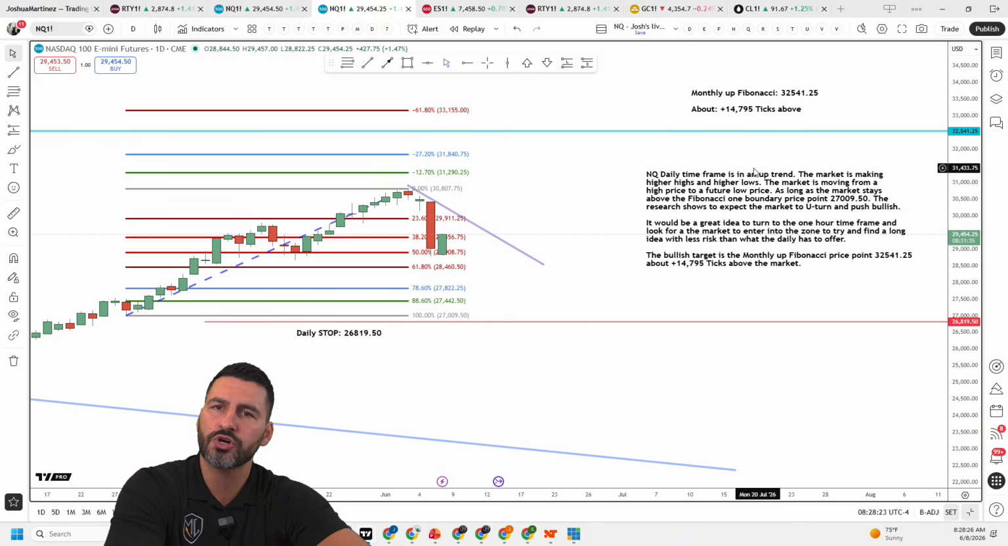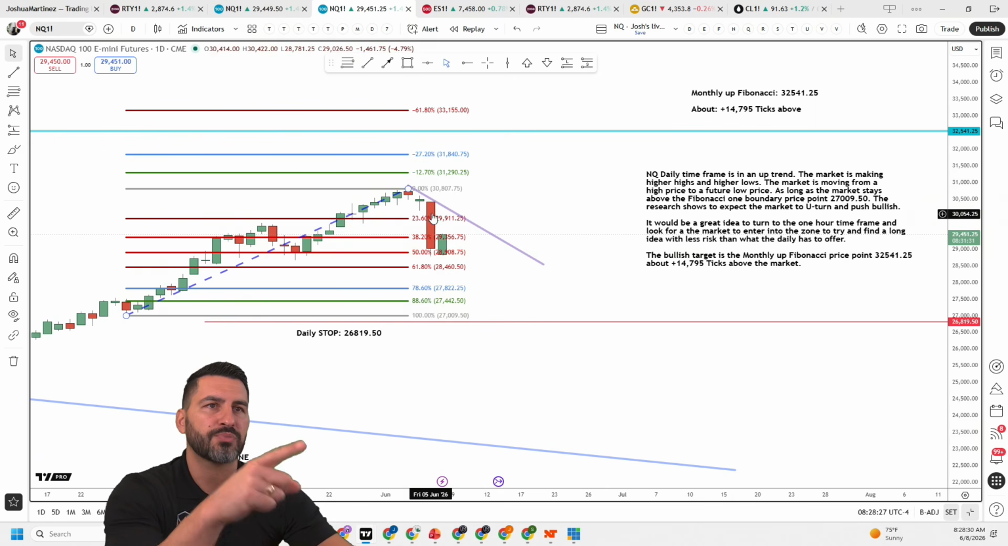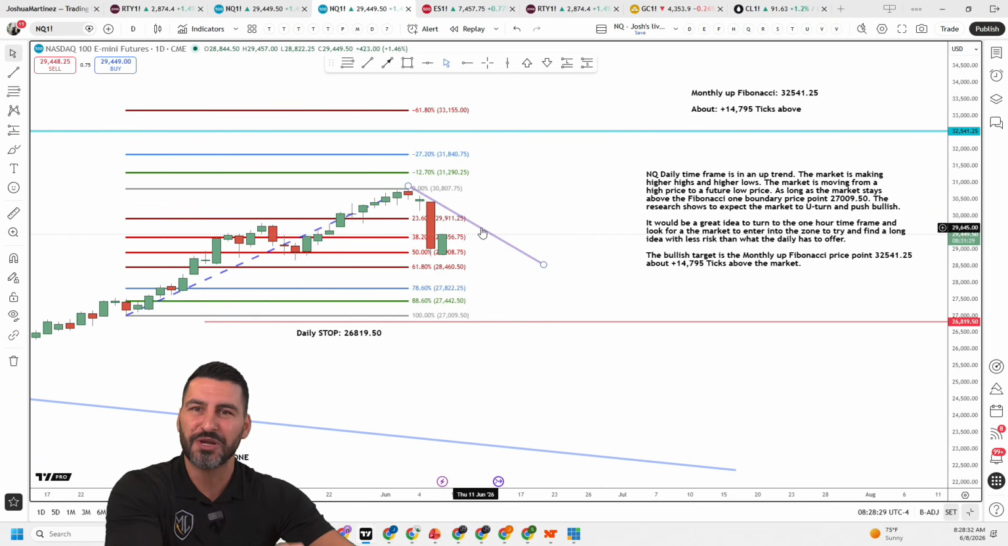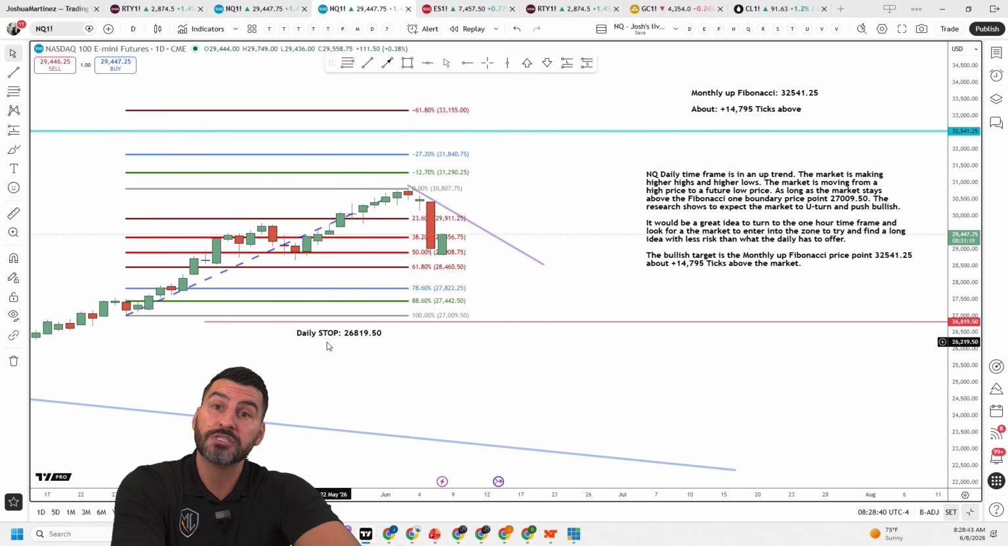A couple of things that you could do, right? You could wait for the market to break and close above this purple line, indicating the short-term retracement could be over, the long-term extension could begin. The best place to put our stop is 26819.50, which is below the 1 boundary. Now, the risk here is big, right?